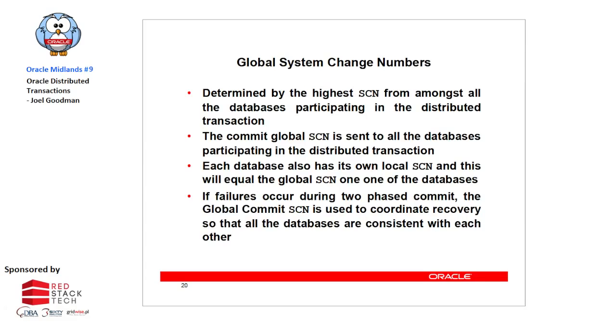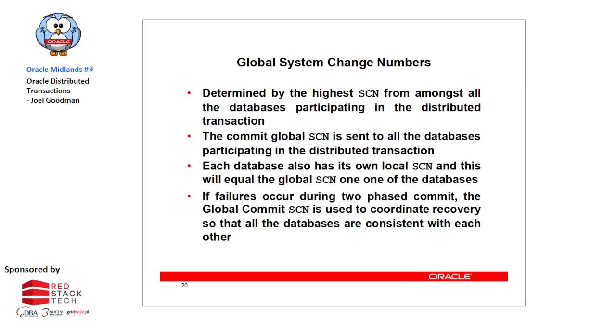Right. Next thing is when you have multiple databases, their system change numbers are not necessarily coordinated. Each of them still has their own SCN, but there is something called a global system change number. And it's sent to all the databases participating in this distributed transaction. And each database has its local SCN.